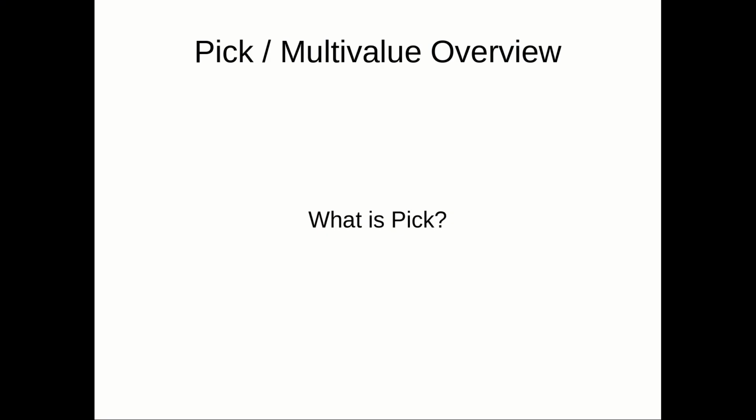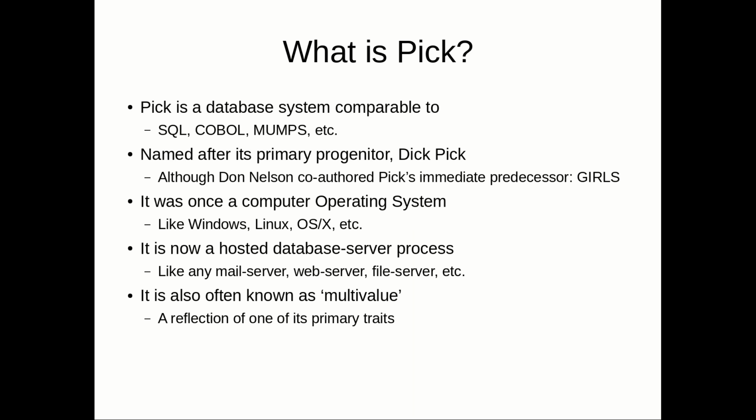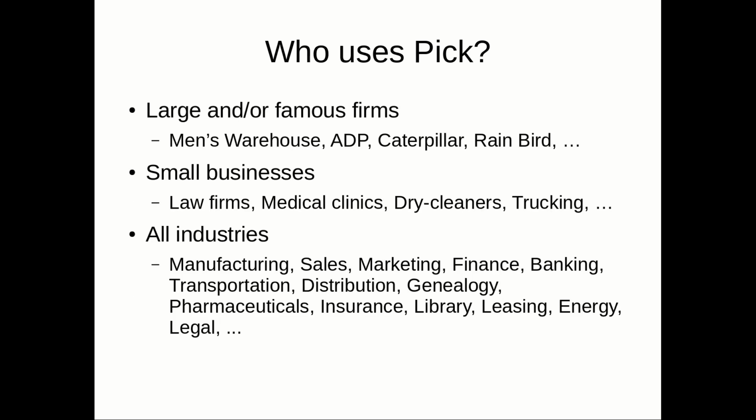To review, what is PIC? PIC is a database system comparable to SQL, COBOL, MUMPS, named after its primary progenitor, Dick Pick, although Don Nelson helped early on with its immediate predecessor, GIRLS. It was once a computer operating system all its own, like Windows, Linux, OS X, whatever, but now is a hosted database server process like any other process, like a mail server, web server, file server, etc. It's also often known as multi-value after one of its primary traits. One of them, I don't think really it's its most primary trait, but there you have it.